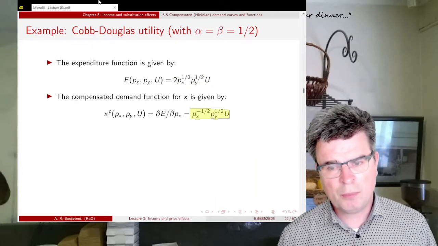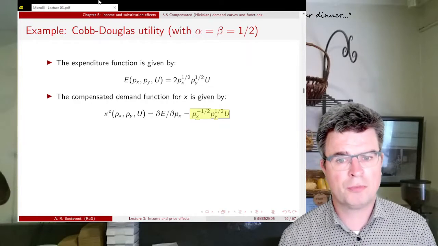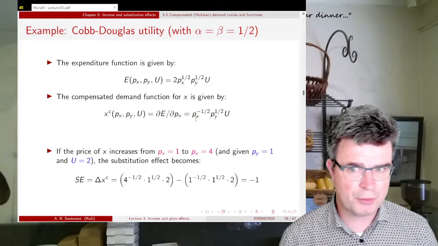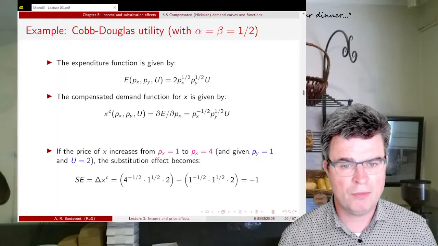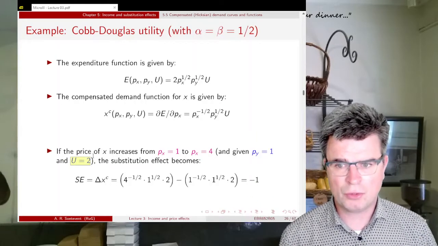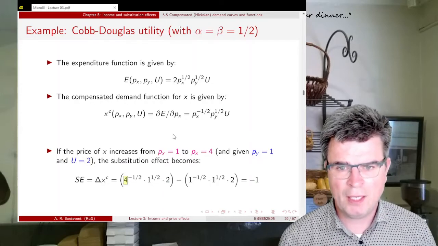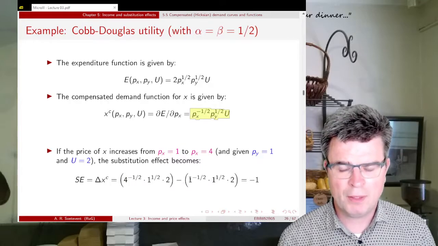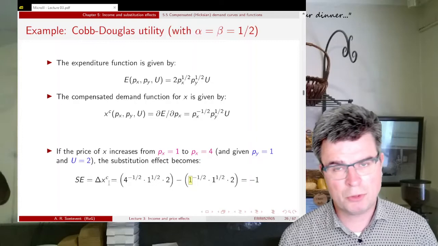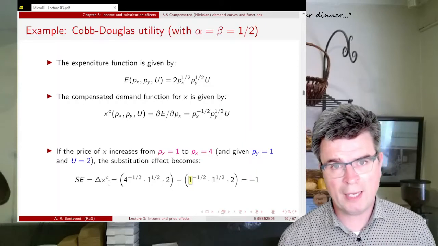The neat thing now is that, given that we have an expression for the compensated demand function, we can easily compute the substitution effect if we change the price of px, because we can just plug in the old and the new value of px. So suppose, for example, that the price of good x increases from 1 to 4, and the price of the other good y stays put at 1, and that we tie ourselves to the indifference curve associated with a utility of 2. Then the substitution effect simply becomes plugging the new price into the expression for the compensated demand, minus the expression for the compensated demand while plugging in the initial price of good x, and we will find that the substitution effect is identical to -1. So because of the price increase, we will reduce our consumption of good x by 1 unit.